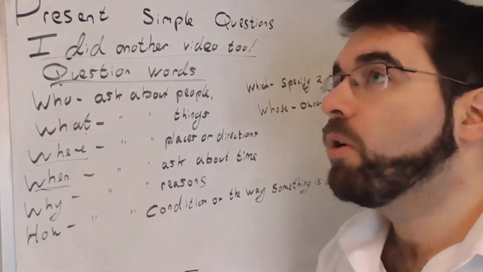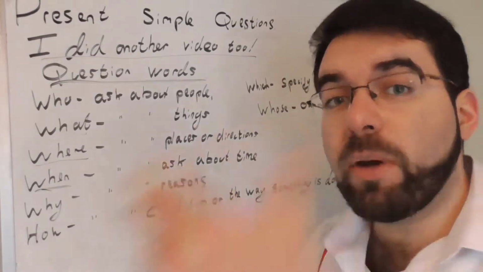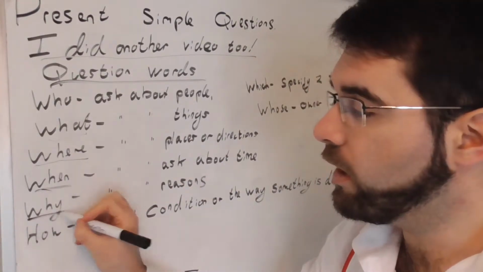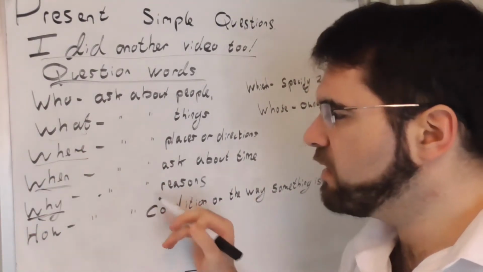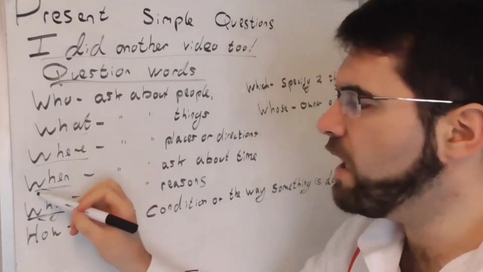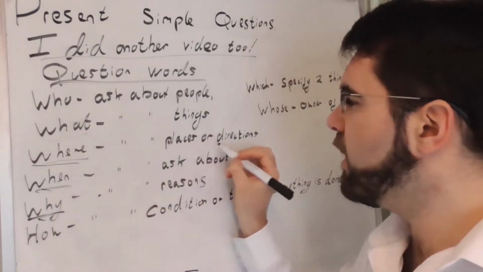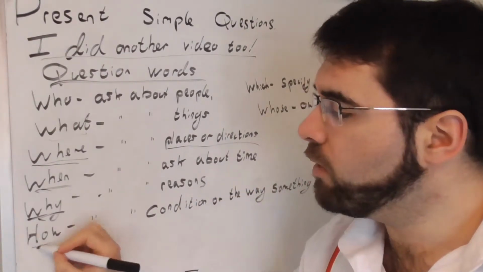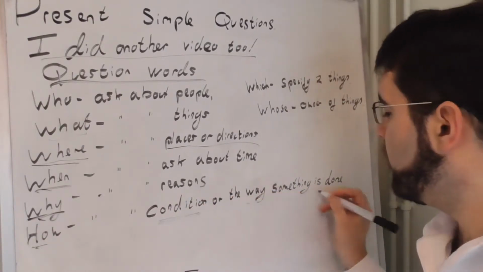When? When do you go to the party? When are you going to the party? Why? Why do you live there? Asking about reasons. Why? And when? Asking about time. And where? Asking about places or directions. And how? Asking about condition or the way something is.